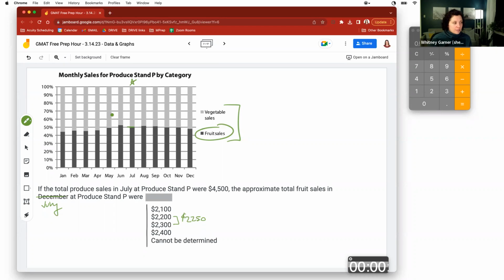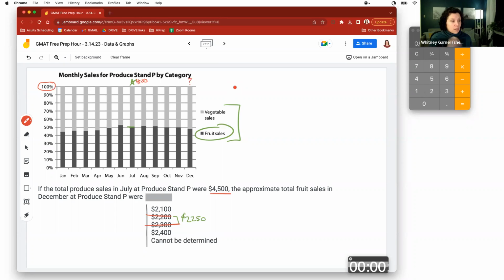It's because the answer isn't, in fact, either of these. I know what 100% represents in July. In July, that number is 4,500. But I have no idea what 100% in December is. 100% in December could be $1,000. It could be $5,500. It could be $1 million for all I know.